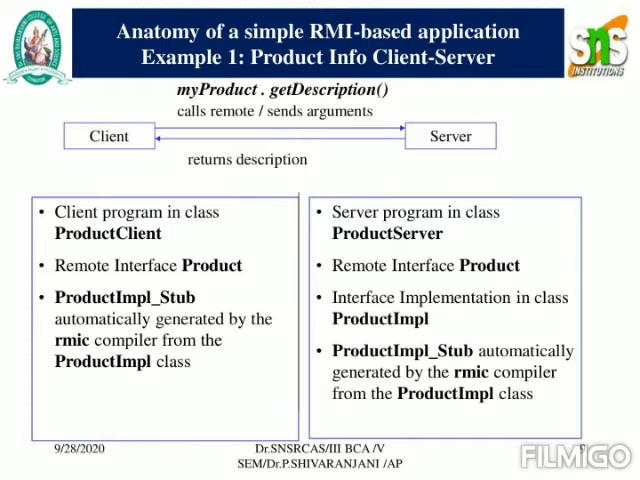So the next one is the anatomy of a simple RMI based application. Here we have an example of a product info client server. We have a client and a server. Here the client will make a request, in a class called my product, to get the description of the particular product. So the client will make a request to the server.